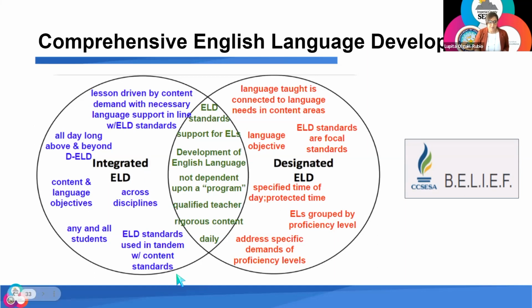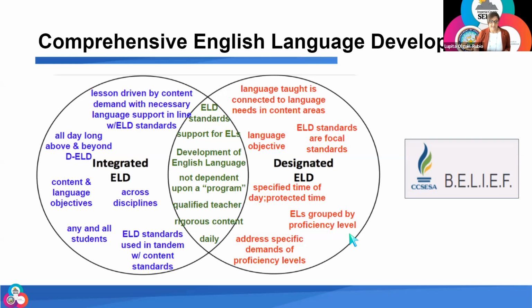integrated ELD, we're talking about English language instruction that happens across the content area, and it goes above and beyond designated ELD. The focus is on language content and language objectives. So we're scaffolding the content and providing supports for language objectives based on the student's language proficiency level. The ELD standards are used in tandem with the content standards. Because it is across the content area and throughout all disciplines, any and all students can benefit from integrated ELD. However, it is required for English learners.